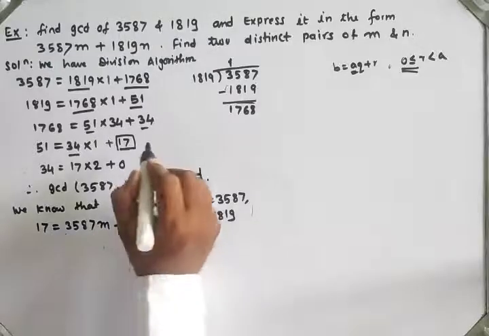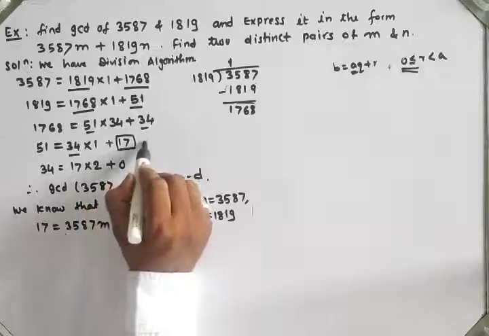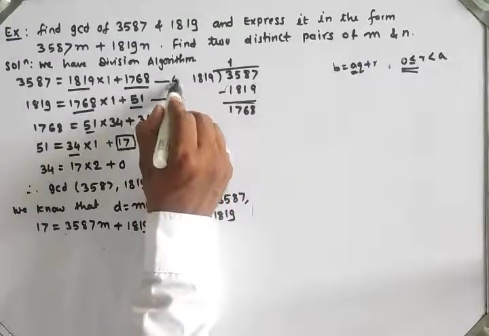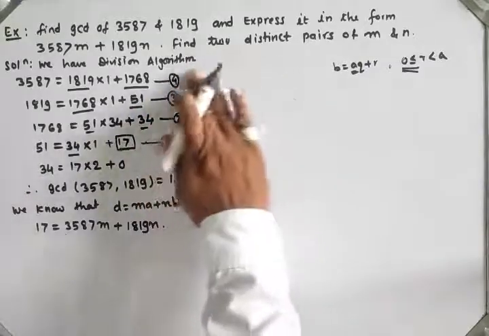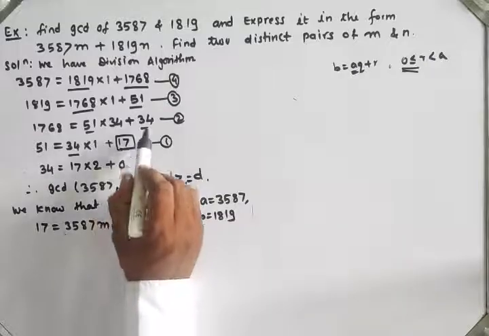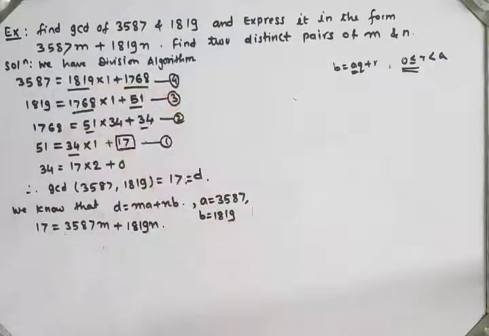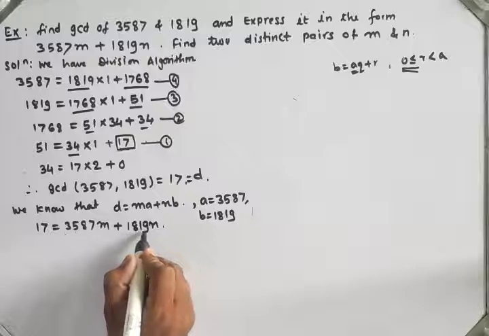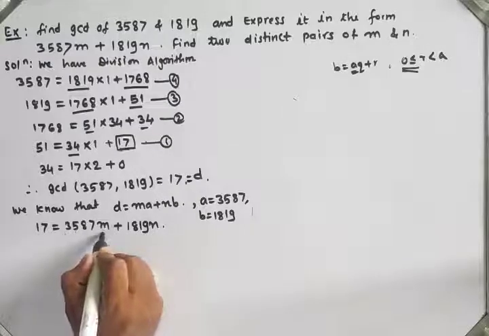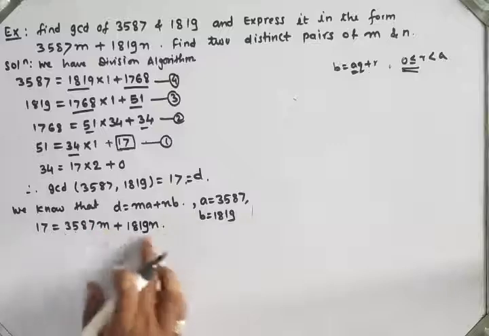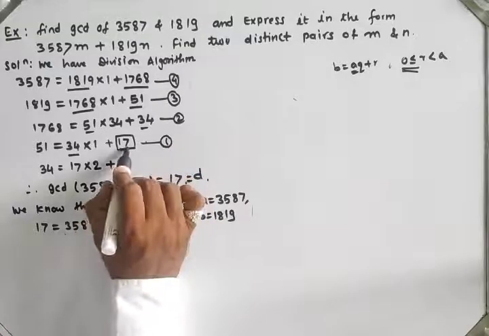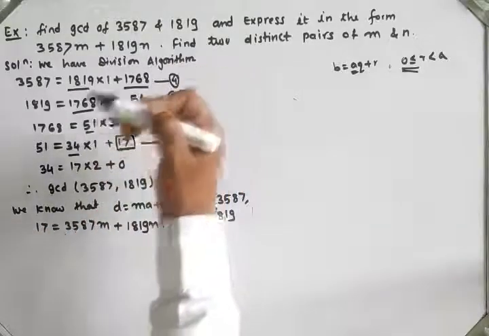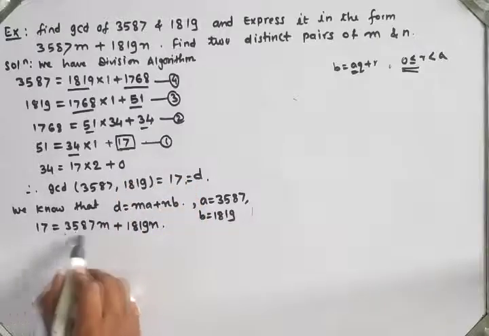Our GCD is 17. This is equation number 1, this is equation number 2, this is equation number 3, and this is equation number 4. Using the remainder values and back substitution, we finally get the equation 3587m plus 1819n equal to 17, and then we get the values of m and n. From the first equation we have the value 17, and solving for 17 with back substitution we will get the final equation in this form.